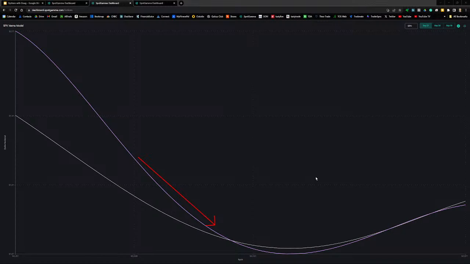So Vanna is the change in delta with the change in implied volatility. That's a second order Greek. So as implied volatility drops and price increases, market makers can buy back their short futures. If implied volatility really starts to drop and price increases, then market makers can buy back their short futures, and that can fuel a rally higher. That's again a put Vanna rally.